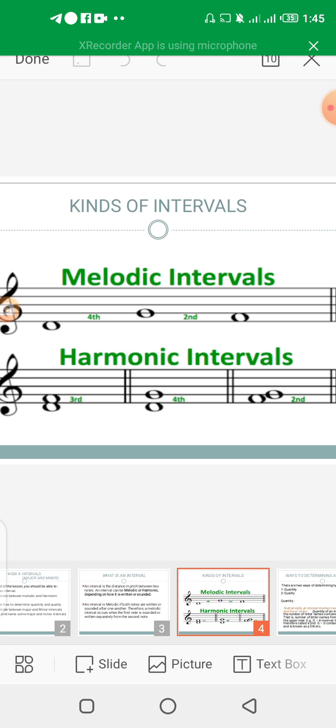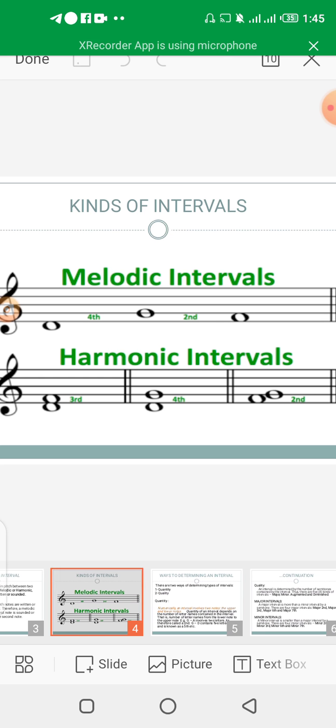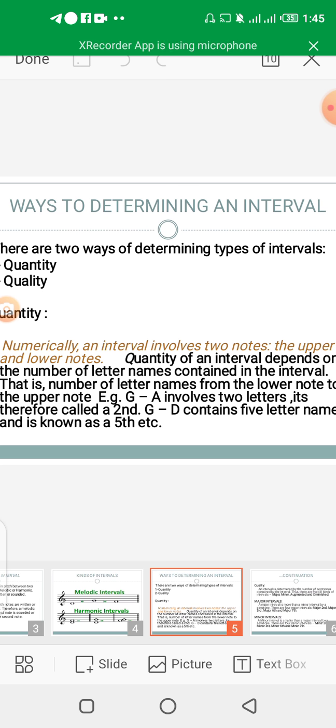You see re, so, fa. It's a melodic interval. It's on a straight line. While you see harmonic intervals, they are going up. Two notes in one place, two notes in one place. Okay. So this is what a melodic interval is, and this is what a harmonic interval is. So let's talk more.